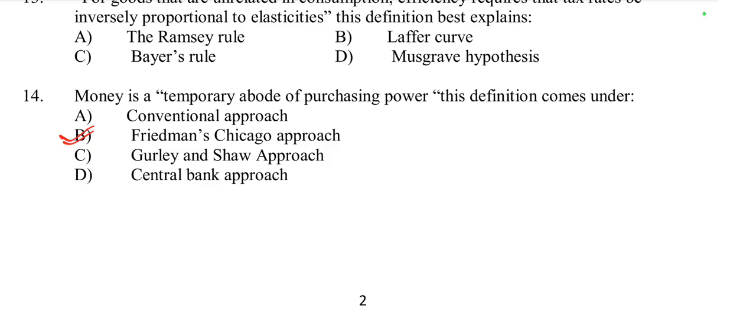Milton Friedman, a prominent economist associated with the Chicago School, characterized money primarily in terms of its functions as a store of value, reflecting its role as a temporary repository of purchasing power. So option B is right here.